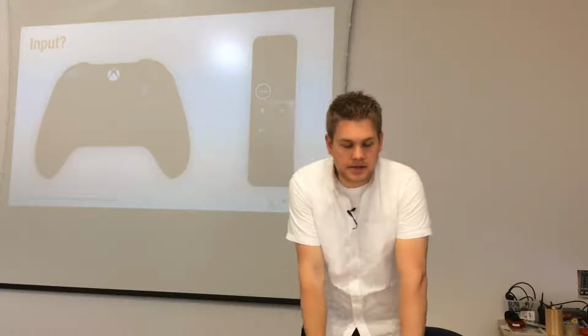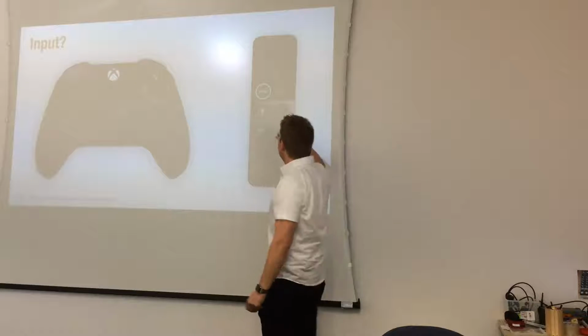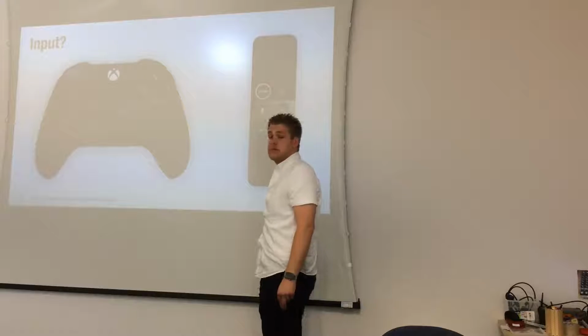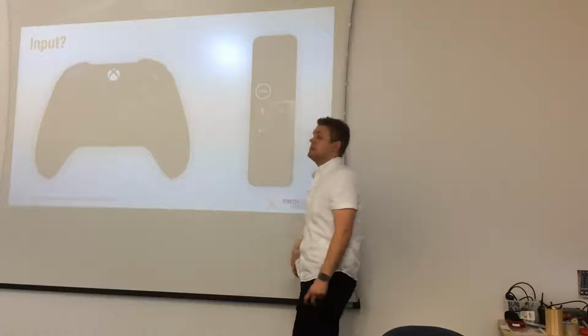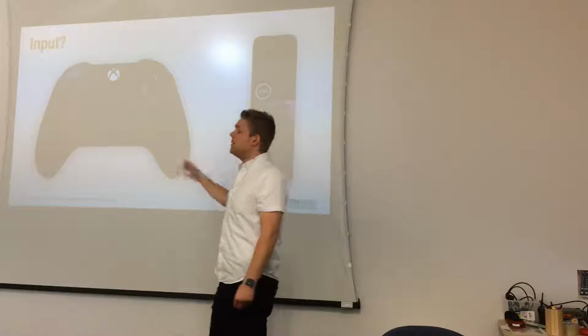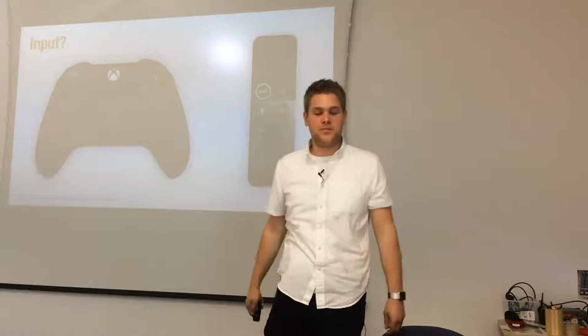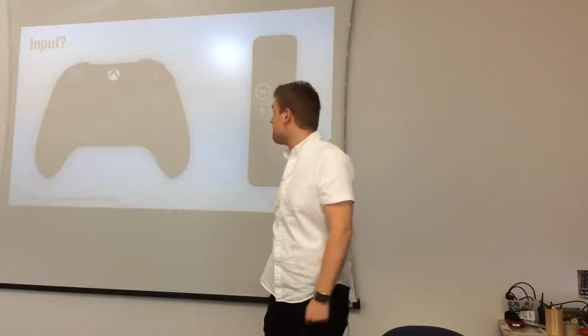So what we see here is that for the Apple TV remote, there is no D-pad. Instead, we do gestures on this touch surface, moving along it. Of course, this means different types of input. And for the gaming controller, it's quite clear we always want to use the D-pad for interaction.